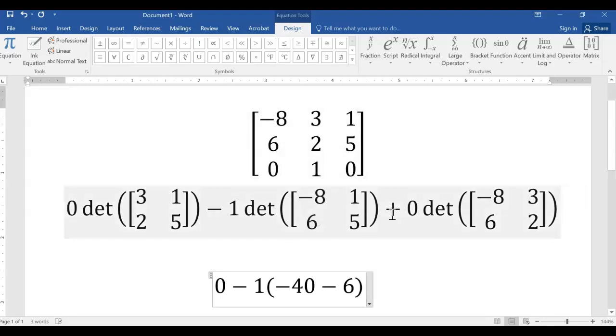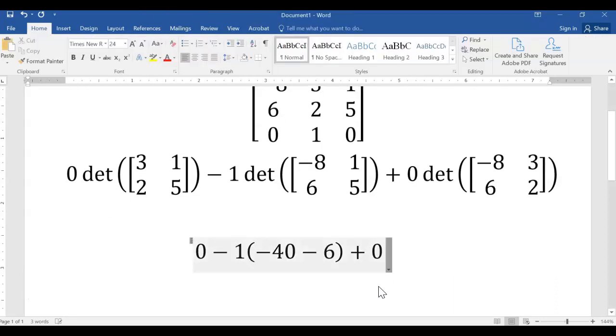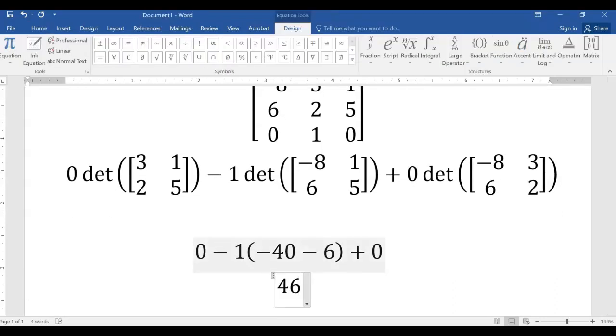There we go. And then lastly, we get a plus 0. Again, I don't even care what the determinant of this is. 0 times anything is 0. So there we are. All right. What you'll do is you'll see that this is going to be a -1 times -46. So the determinant of this matrix is simply 46. Okay. So when you end up with zeros, it turns out to be really nice.